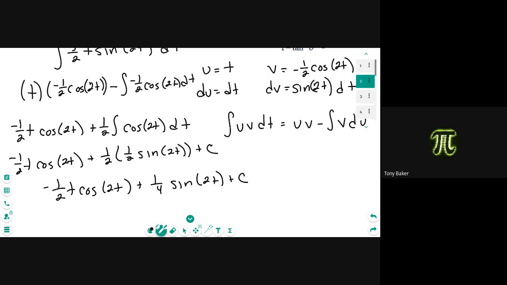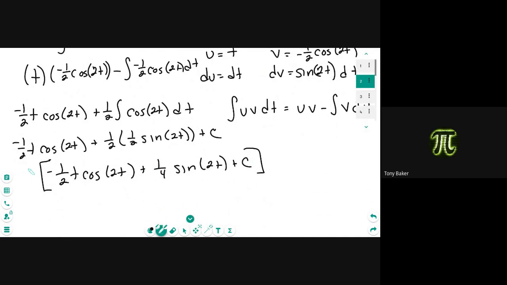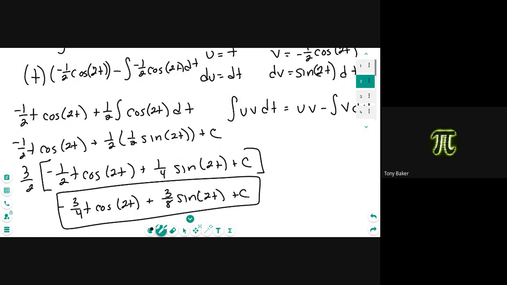And since I totally forgot the 3/2 that was in front of this whole thing, I have to multiply the whole thing by 3/2. So that's the integration by parts.